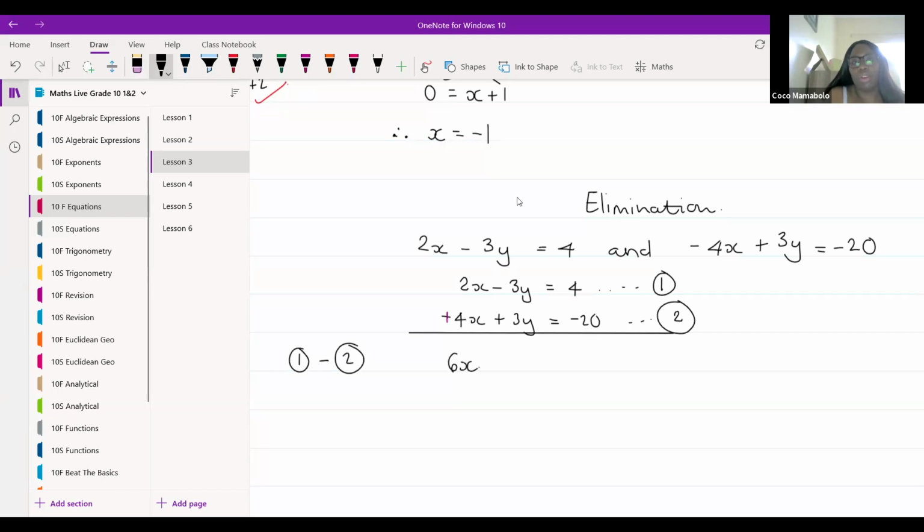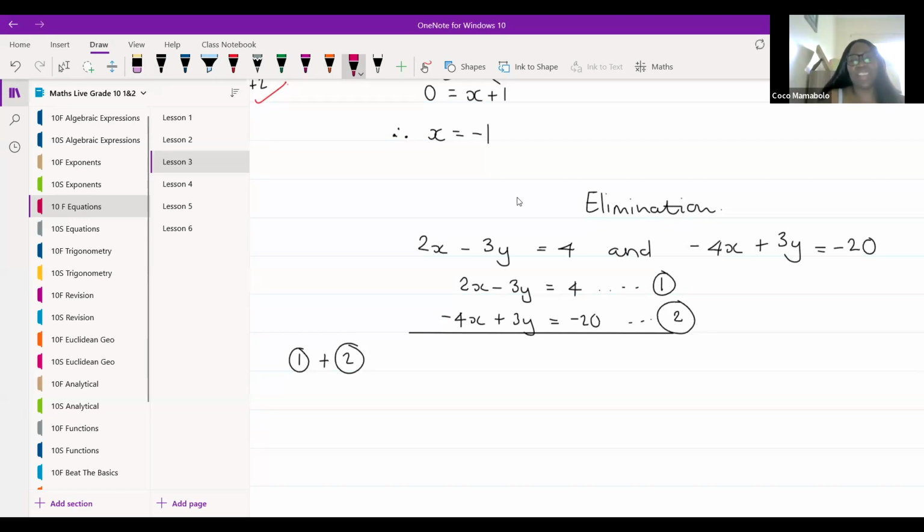In the middle, I'm going to get negative 3y minus, a minus and a positive will give us a negative. So negative 3y minus 3y will give us negative 6y. What did ma'am do wrong here? Oh, instead of minusing, I should be adding. Oh, guys, I'm sorry. I should be adding, because negative 3y plus 3y will then give us 0. Okay, let's backtrack. Let's go back. Equation 1 plus equation 2.